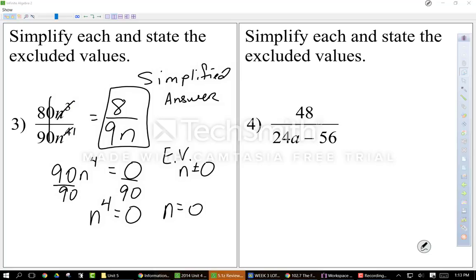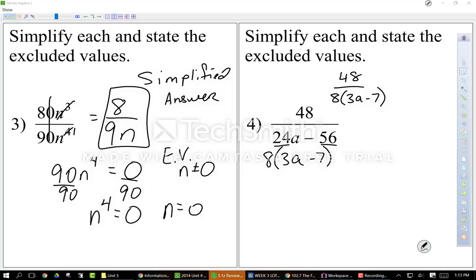4. Well, if I look here, I have a monomial and a binomial. So what I need to do is try to simplify the binomial so that I can maybe cancel out some stuff after. So 24 and 56. What can I divide those by? Well, I can divide those by, let's say, 8. Okay, so let's take an 8 out. So I'm left with 3a minus 7. So I'm going to rewrite this as 48 over 8 times (3a minus 7).